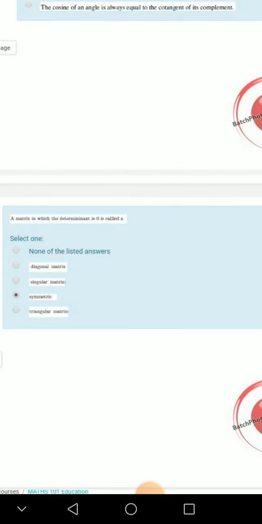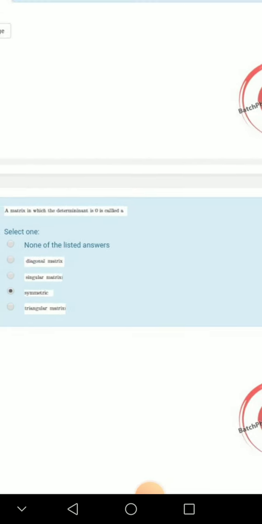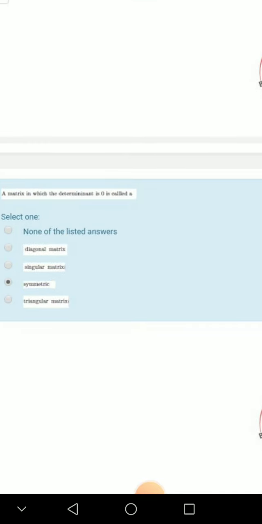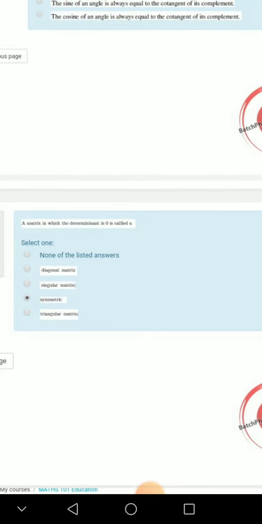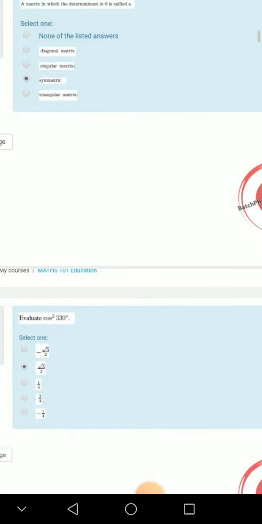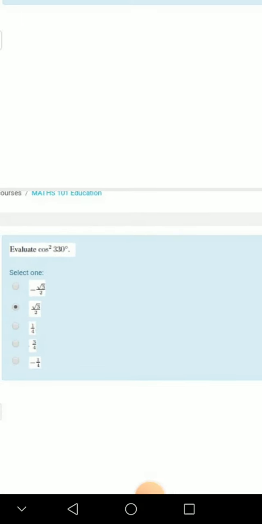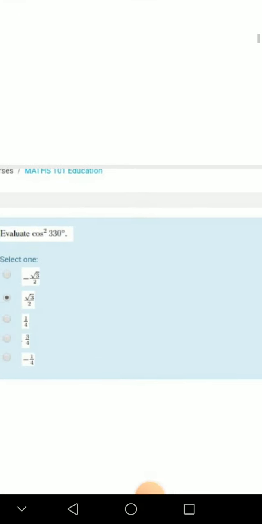Here it says a matrix in which the determinant is 0. The answer is a singular matrix. It's only a singular matrix that gives you a determinant of 0. So the next one says we should find cos squared 330.